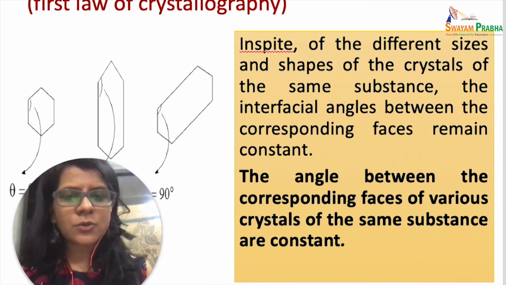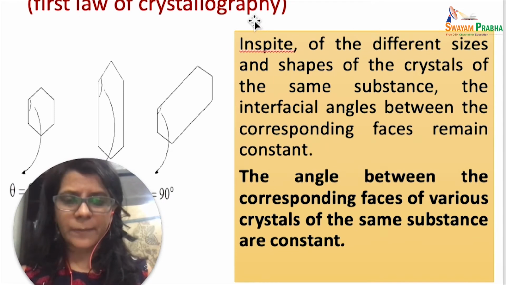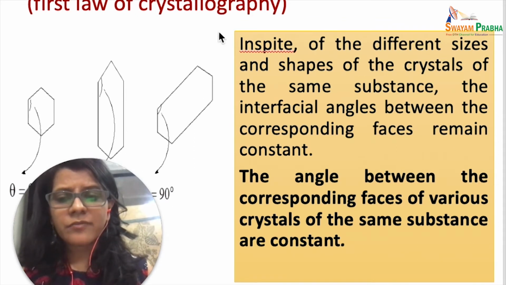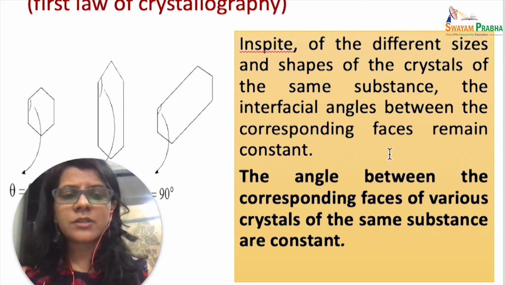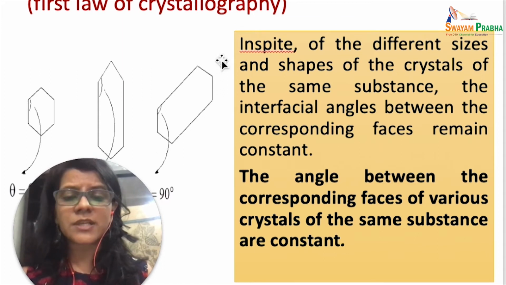Now what is Steno's law of constancy of interfacial angles? This is also called the first law of crystallography. The size and shape of the crystals of one and the same substance may vary with the conditions under which the crystallization occurs. In spite of the different sizes and shapes of the crystals of the same substance, the interfacial angles between the corresponding faces remain constant. This is called the law of constancy of interfacial angles and was first realized by N. Steno in 1666 for quartz crystal. The measurement of the interfacial angles in crystals is therefore important in the study of crystals.